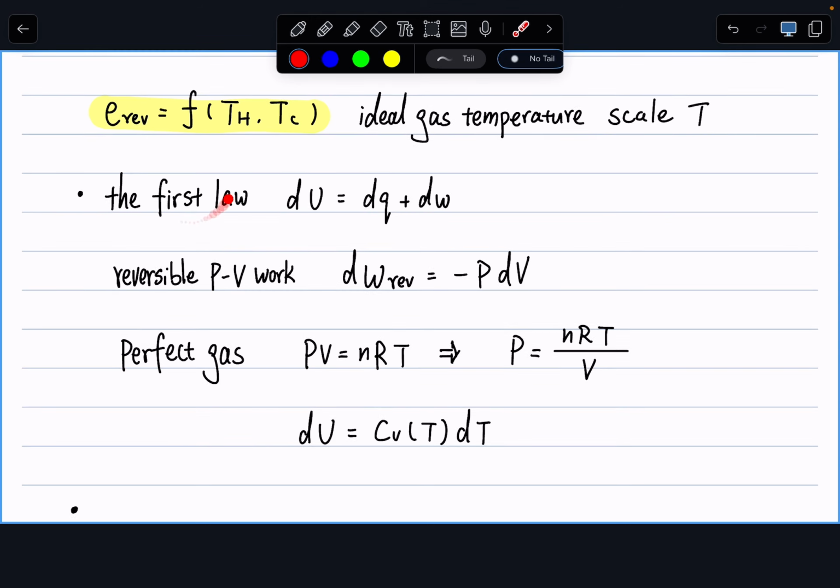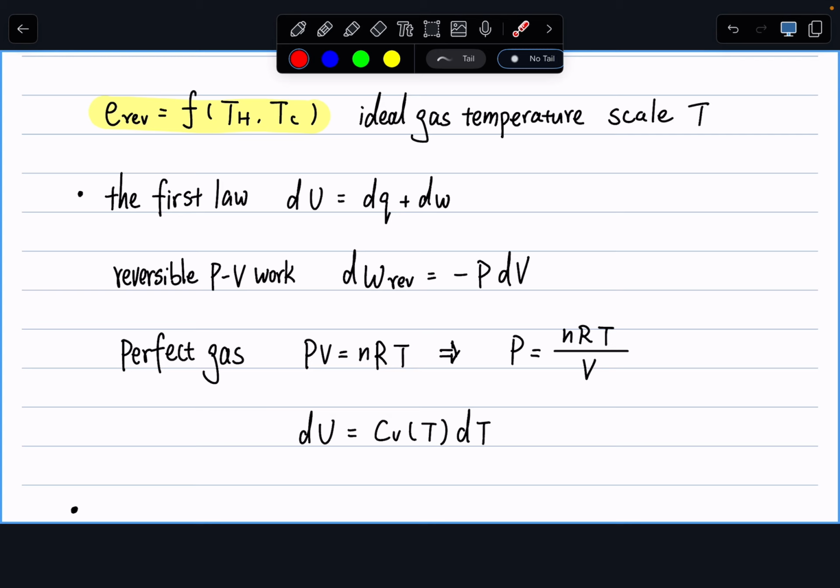Now, what are the things we know? We have our first law of thermodynamics, dU equals dQ plus dW. We know that in this process, we only have reversible PV work, because the Carnot cycle itself, by definition, is reversible. We have dW reversible equals negative PdV. And then we're dealing with a perfect gas. So we have PV equals nRT, and then dU equals Cv dT. So these are the things we already know. And now let's think about what is happening in this case. I'm just going to use this part.